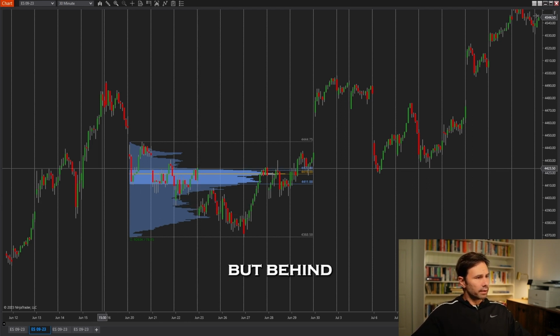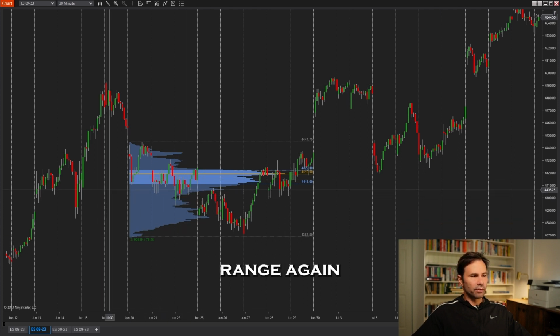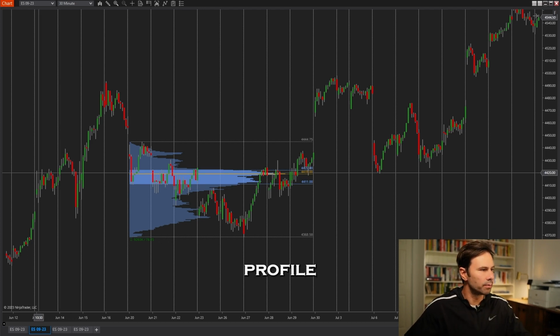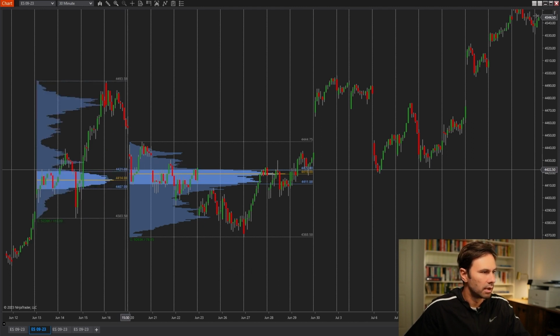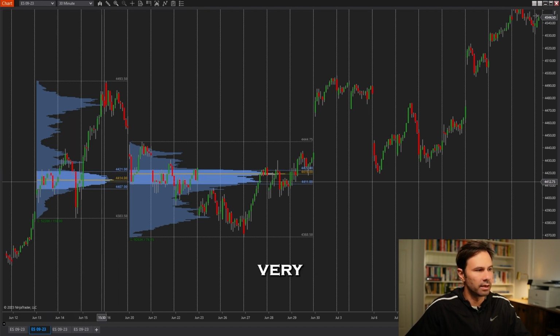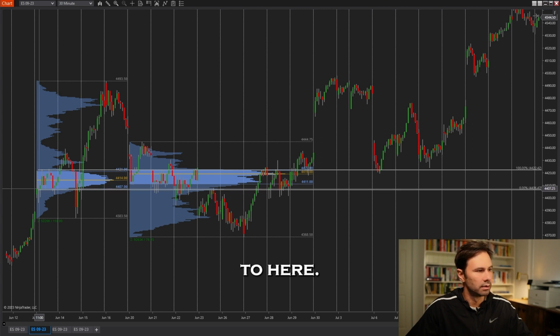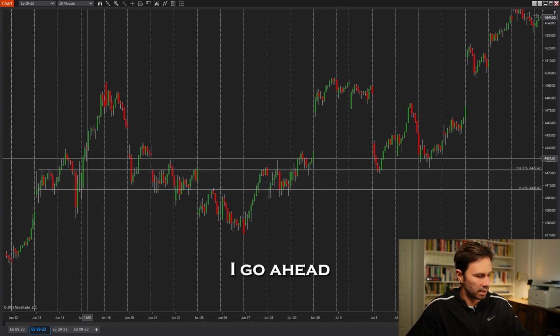And you say, Franco, but behind you, it was around the same level, and it went up and then came back to this range again. And I would say, all right, let's see if we can include that in our volume profile. I will just highlight this with the Ctrl+3 tool. Then you can see that value is very similar in level, right? Where was the value here? Do you think it is very different? I don't think it's very different. It's between these two levels, right? I would say from here to here. All right, so it's similar levels. And then if I get rid of this, I go ahead and include this.